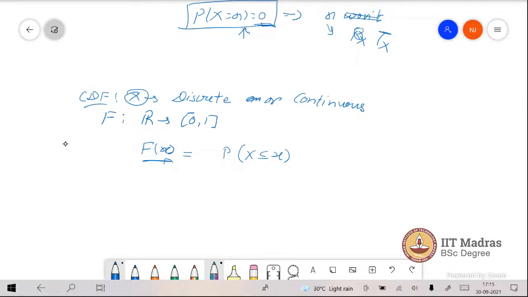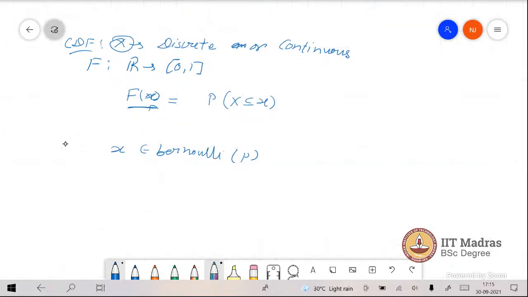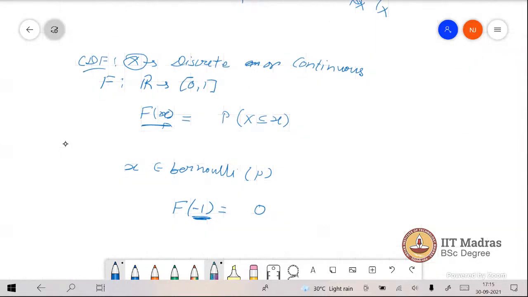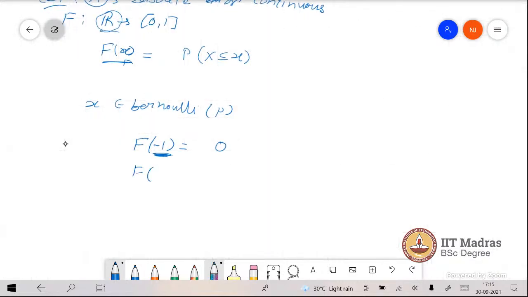Okay. Let's say x is your Bernoulli. So what is f of -1? 0, sir. Is it defined here? No, not defined, sir. It is defined. Cumulative density function is defined for every real number. Otherwise 0. That is why we write that, sir. So what is f of, let's say, 0.5?